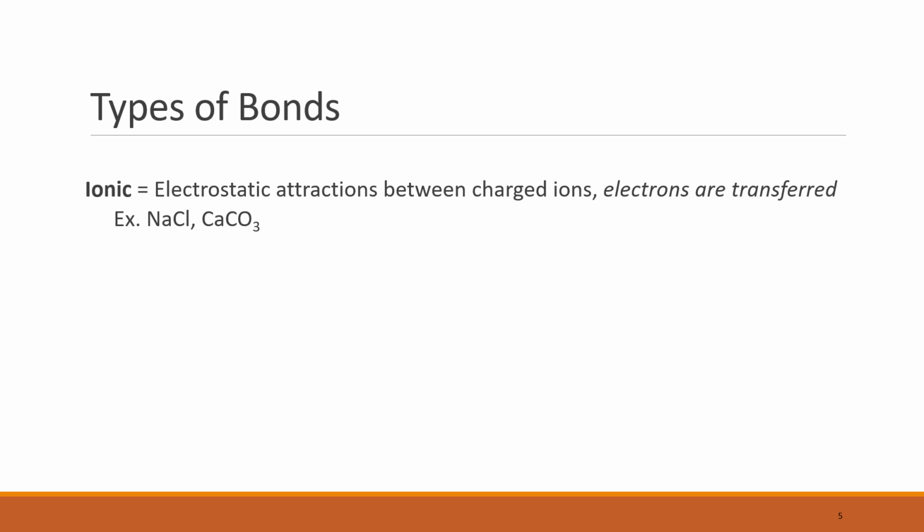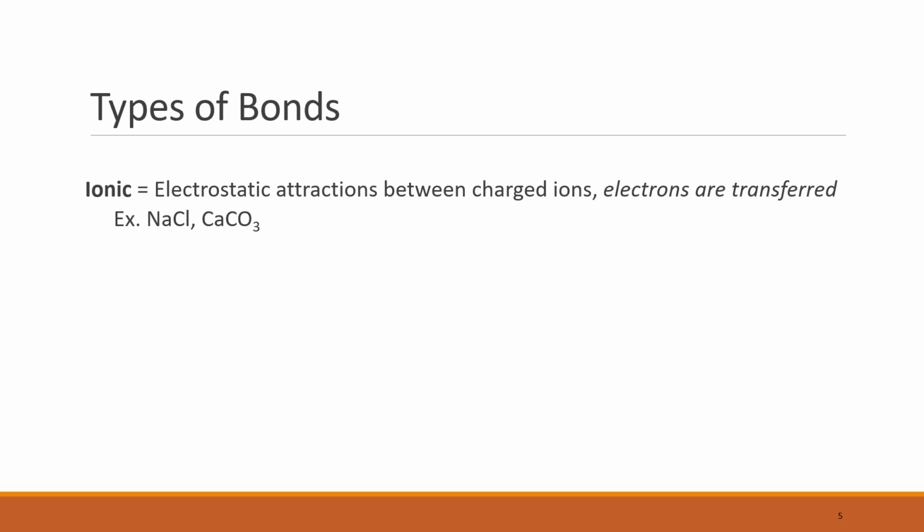Quick review on the types of bonds that we have talked about so far. So ionic bonds. Ionic bonds we've discussed obviously are between ions. We usually see ionic bonds between a metal and a nonmetal, but remember we can also see them with two polyatomics together. And sometimes if we have two polyatomics together, it will consist of all nonmetals, but since the polyatomics themselves are charged, are ions, it's still an ionic bond.